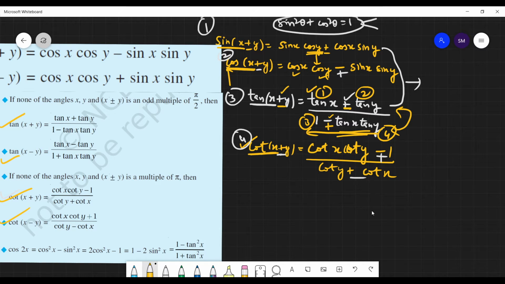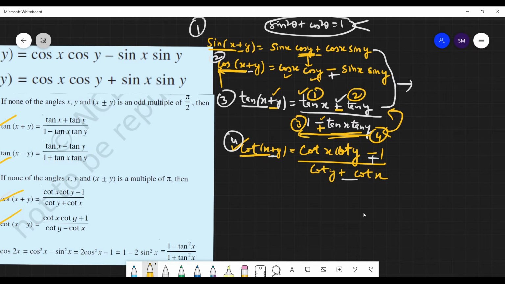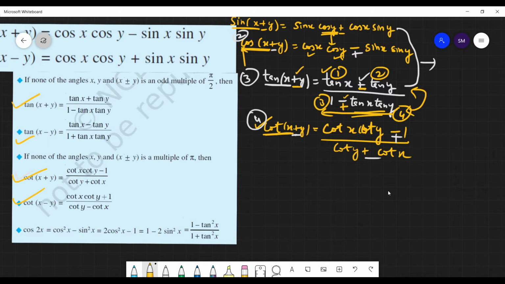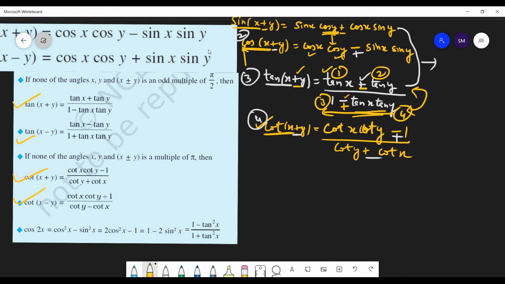Got it, students? Yes, sir. Very good. Now see, let us use the first formula. Now in all these 4 formulas, I am putting x equals to y. What I am putting in these formulas now? In all these 4, x equals to y. So what will the first formula become?